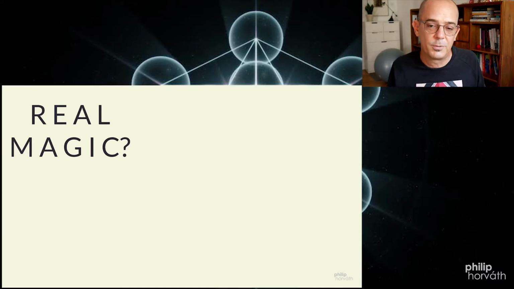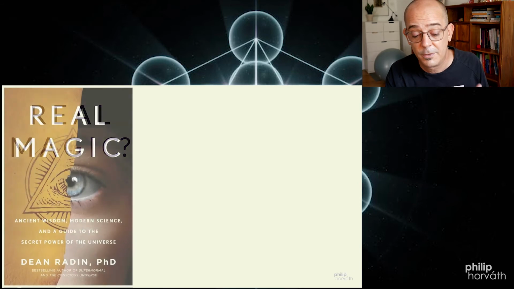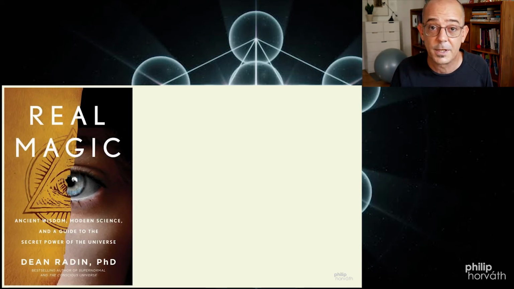So magic, right? What is all this stuff about? Is there real magic? On that note, there's a very good book by Dean Radin, who's the head scientist of the Institute of Noetic Sciences in California.